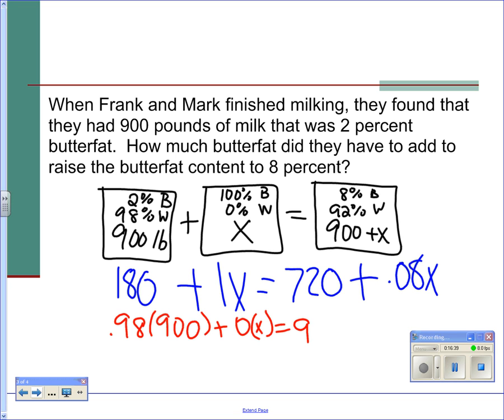Now I got a big number. I got 6,000. That is wrong. Where did you go wrong? This is so confusing. You can use either one. You can use either butterfat or water. I'll go over it. Hold on. There are two different equations you could use.